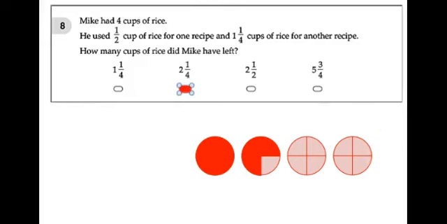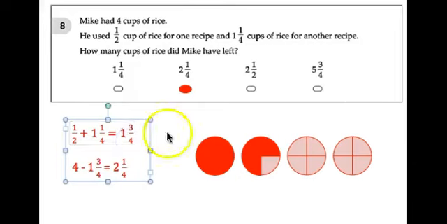Now that's a pretty easy way of doing it that way. The other way you can do it is adding and subtracting fractions. So let's see what he used. He used half a cup and 1 1/4 cups. Now, that means we've got 1 whole cup, and we know that half plus 1/4 is 3/4. So he's used 1 3/4.